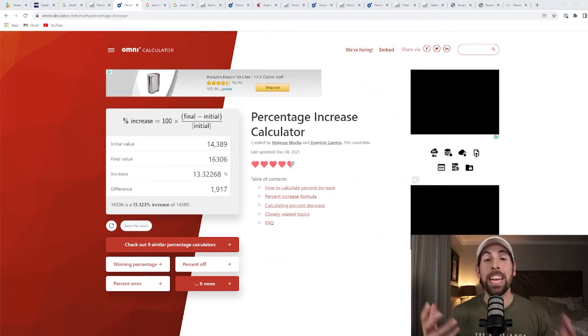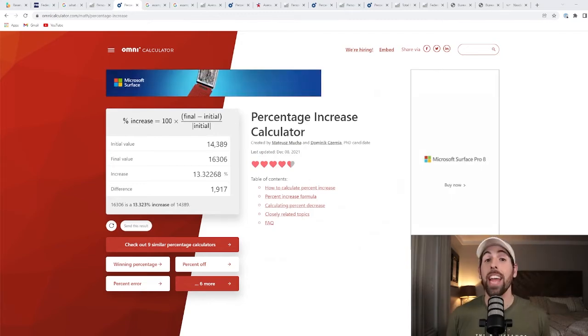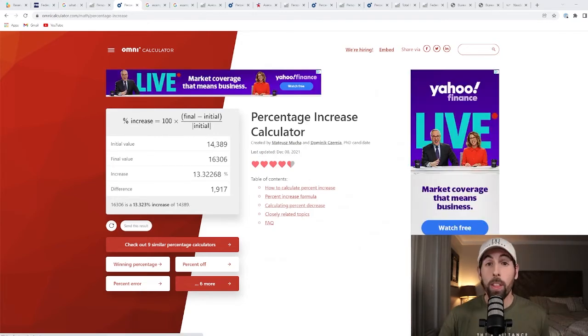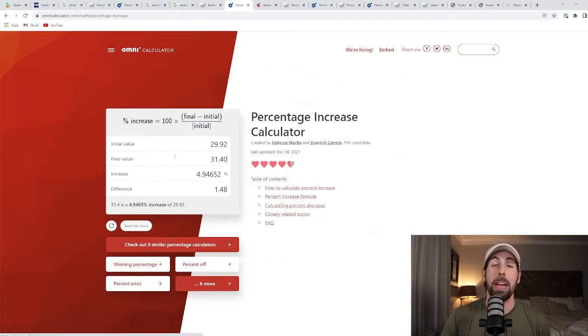So this is one of many factors to consider whenever you're looking at the macroeconomic situation. Let's look at a couple other factors. One of those other factors is actually the average hourly earning of all employees. Okay, so let's take a look at this graph here. If you see, back in December 2020, it was $29.92. Now here in December 2021, we're at $31.40. Let's go back again to this percentage calculator. Basically, if you do the math, that's almost a 5% increase in wages.